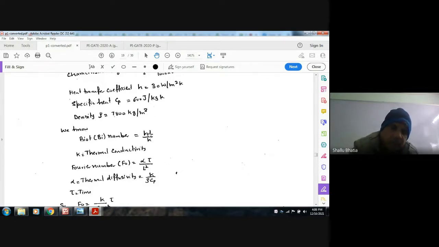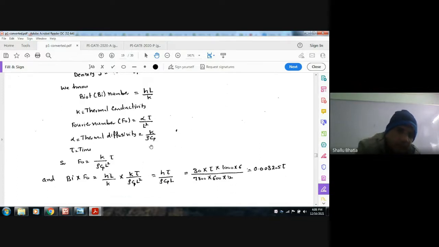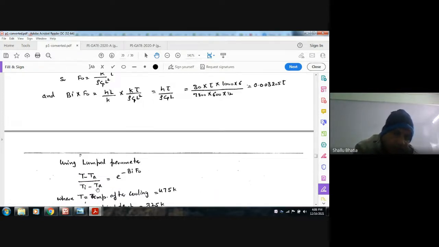Now calculating the other number used in transient heat transfer, that is the Fourier number, alpha tau by L square, where alpha is thermal diffusivity, tau is time, and L is characteristic length. Thermal diffusivity is k by rho Cp, where k is the conductivity, rho is density and Cp is specific heat. In the lumped parameter method we use (T minus Ta) divided by (Ti minus Ta) is equal to e to the power minus Biot number into Fourier number, where T is the temperature of the ball after time t, Ti is the initial temperature and Ta is the atmospheric temperature or the temperature of the surroundings.